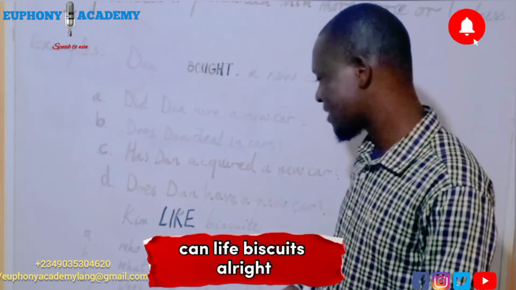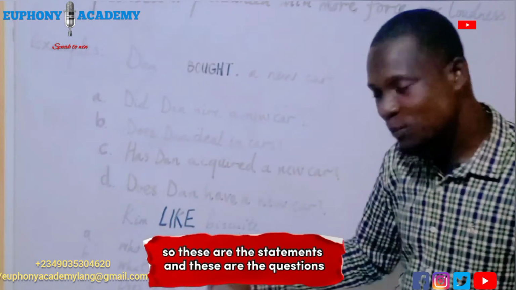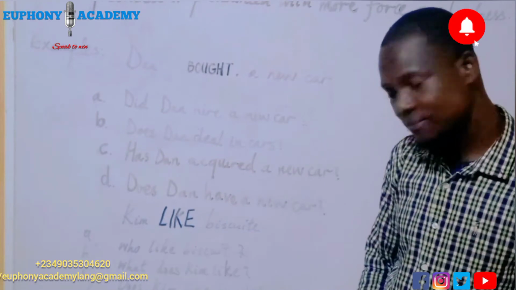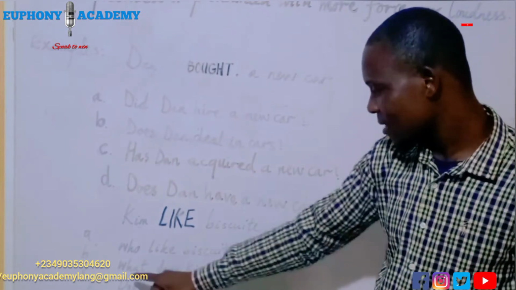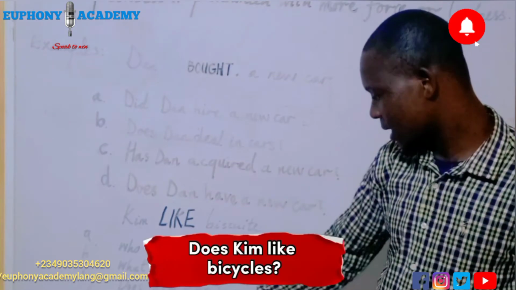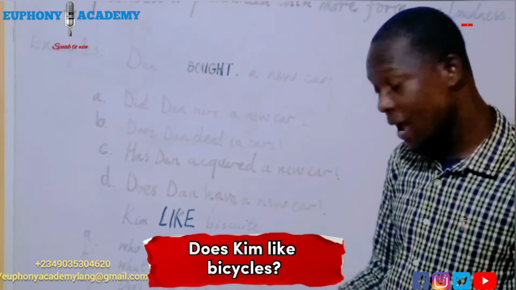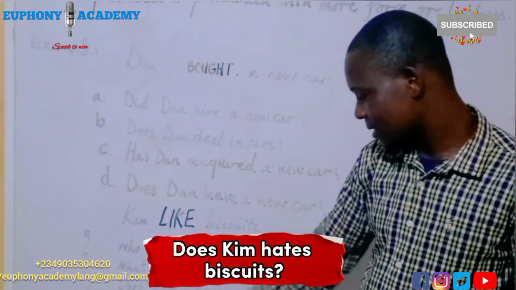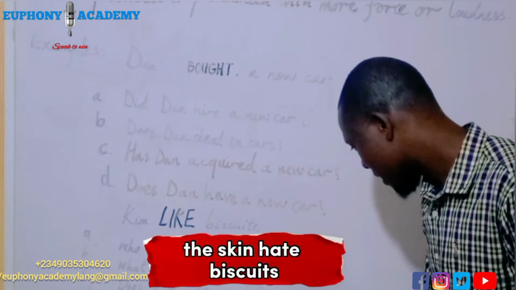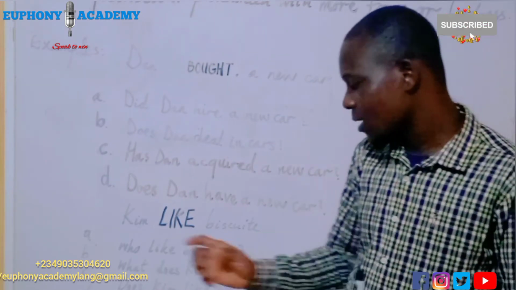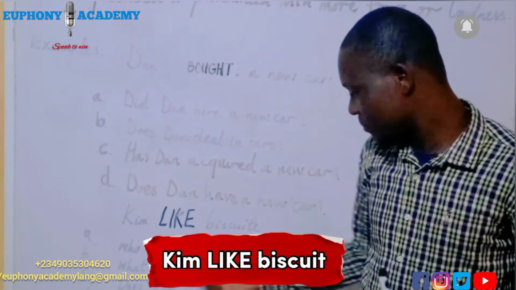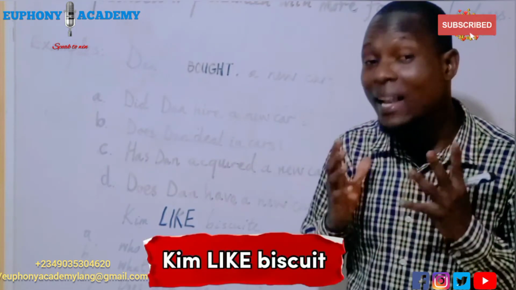Kim likes biscuits. Alright? So, these are the statements, and these are the questions. Who likes biscuits? What does Kim like? Does Kim like bicycle? Does Kim hate biscuits? Alright, no. Kim likes biscuits.